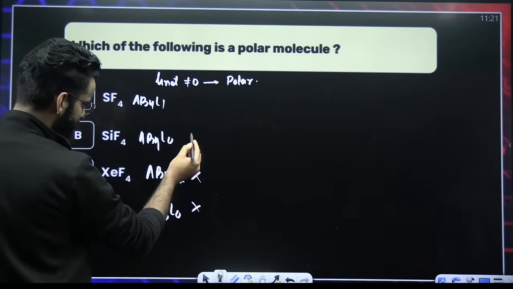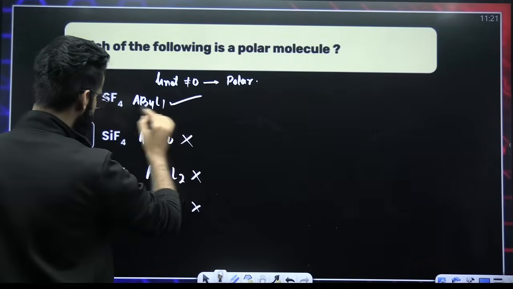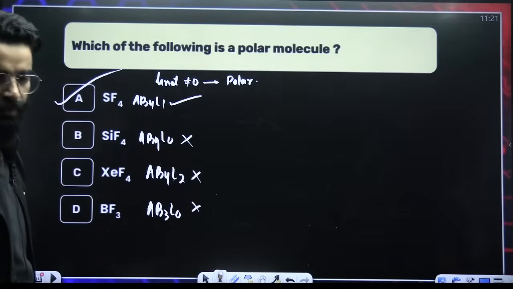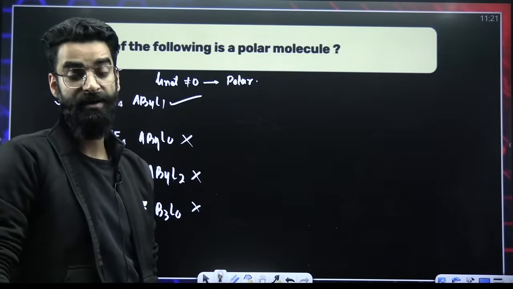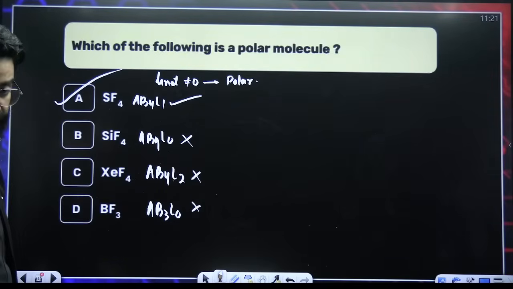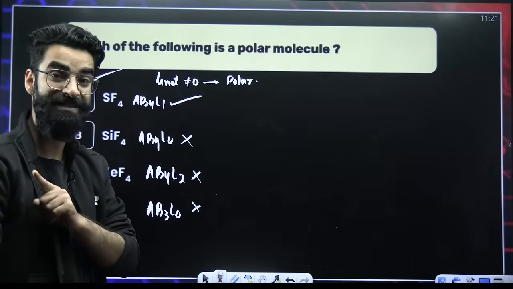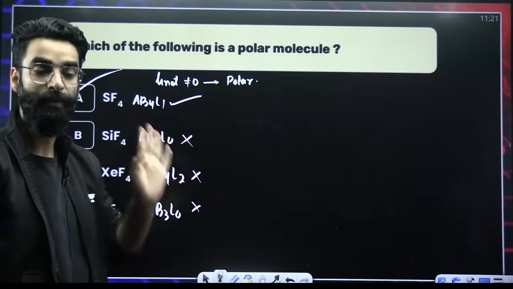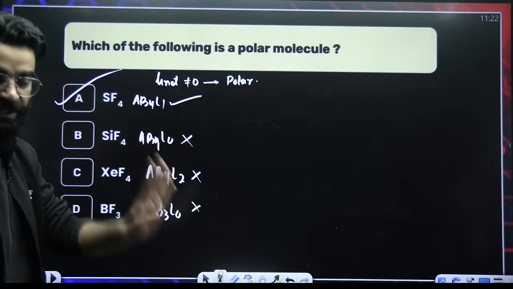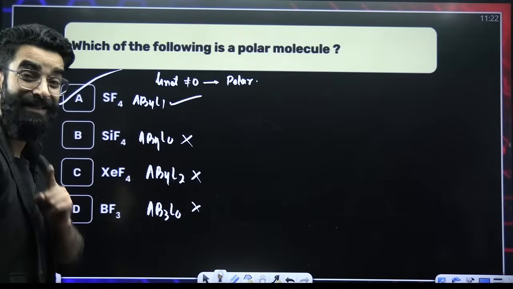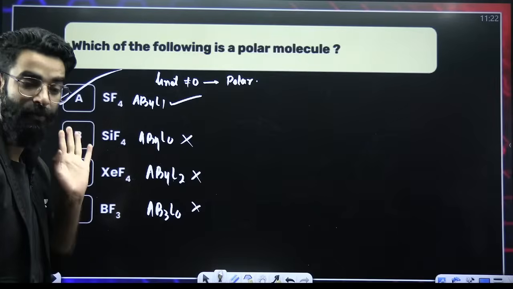This is having 0 dipole moment. This will have 0 dipole moment. This will have some dipole moment. So it's option A, which has got some dipole moment. So it is polar. Perfect. Simple. So remember those types which I told you: AB2L0, AB3L0, AB4L0, AB5L0, AB6L0, AB4L2, AB2L3. Whenever you see such kind of molecule, their net dipole moment is 0. That means they are non-polar.